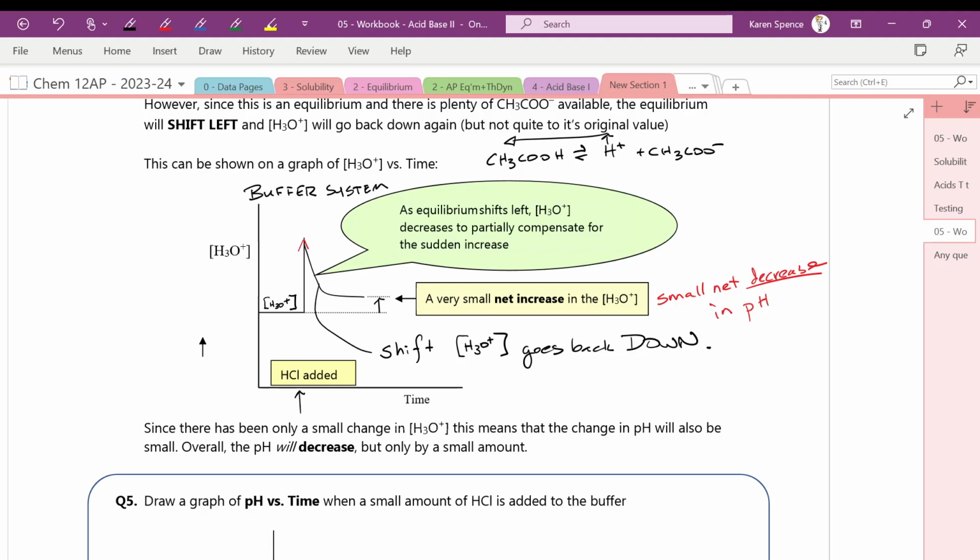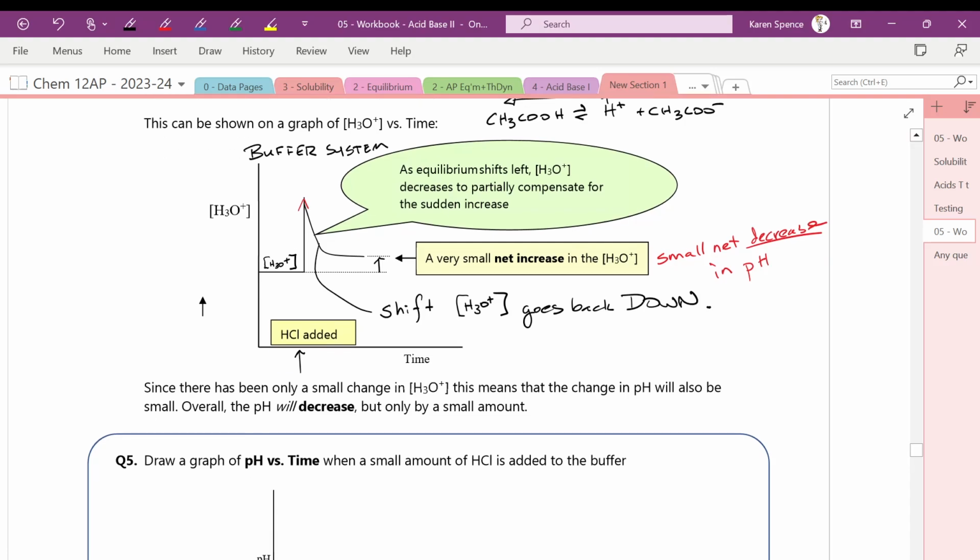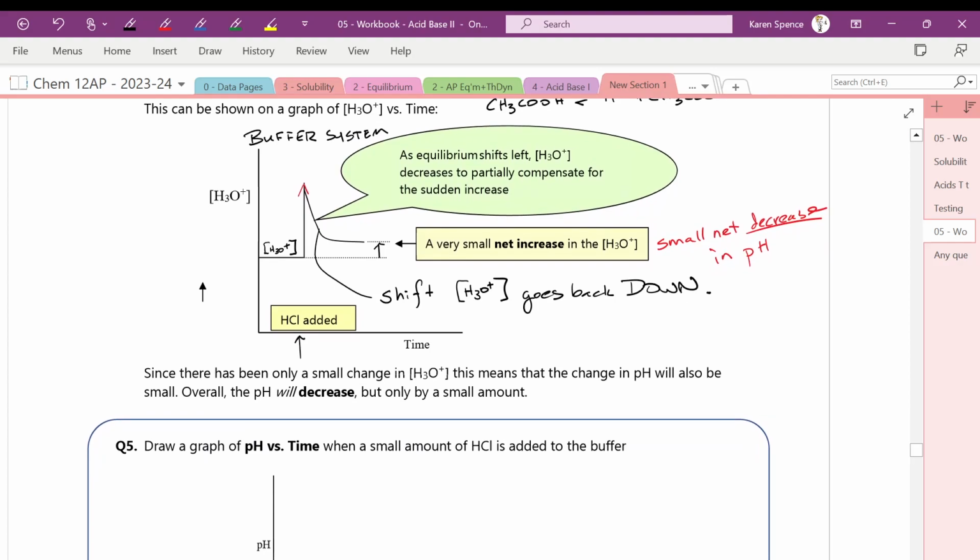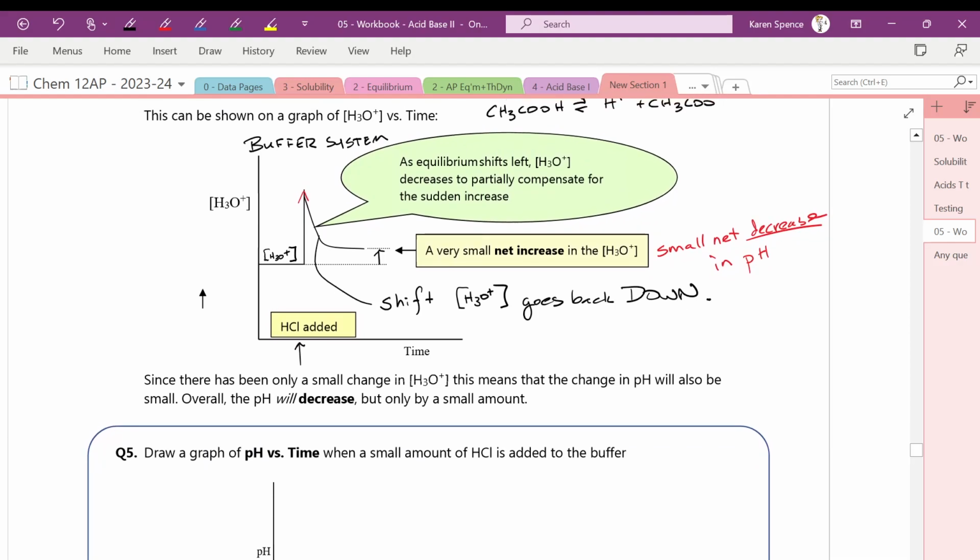So now what I would like you to do is draw a graph of pH versus time when the small amount of hydrogen chloride is added to the buffer. So now instead of doing hydronium, you are going to be drawing in pH versus time. Okay? So you've got pH on that axis, give that a go. All righty?